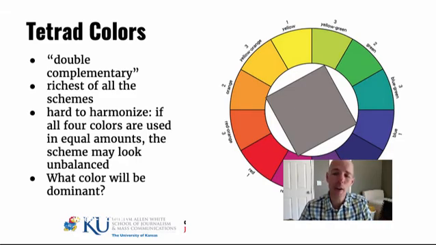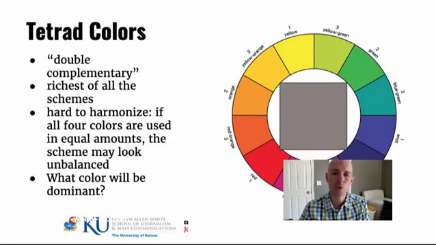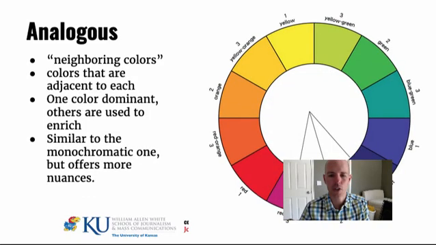Because now you have two warring pairs of colors that are trying to oppose one another, and we need to try to figure out which one of these is going to be dominant. One of them will need to be dominant, otherwise all of them are going to be bickering for the audience's attention, right? So tetrad colors can be used, and again, we can choose them in different ways. We don't have to choose just one.